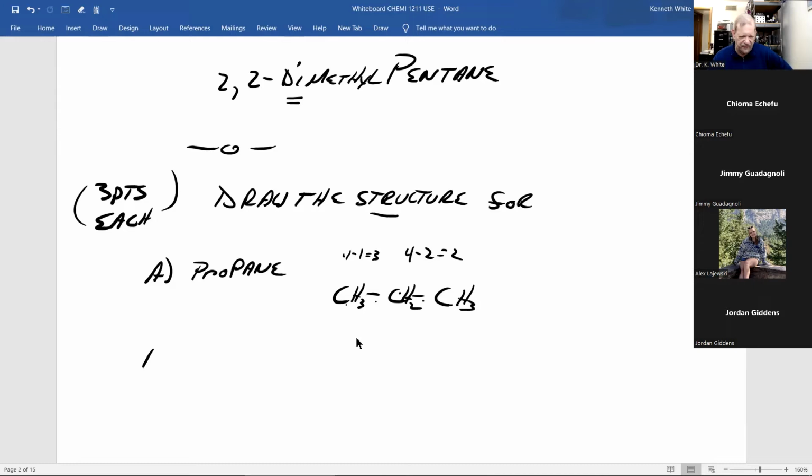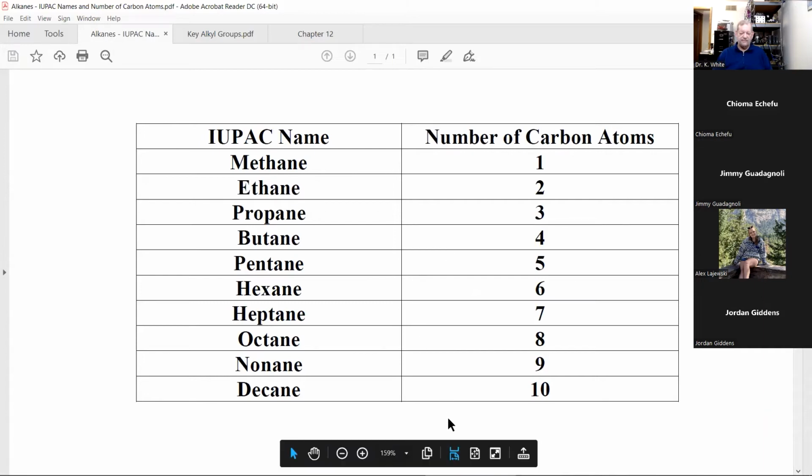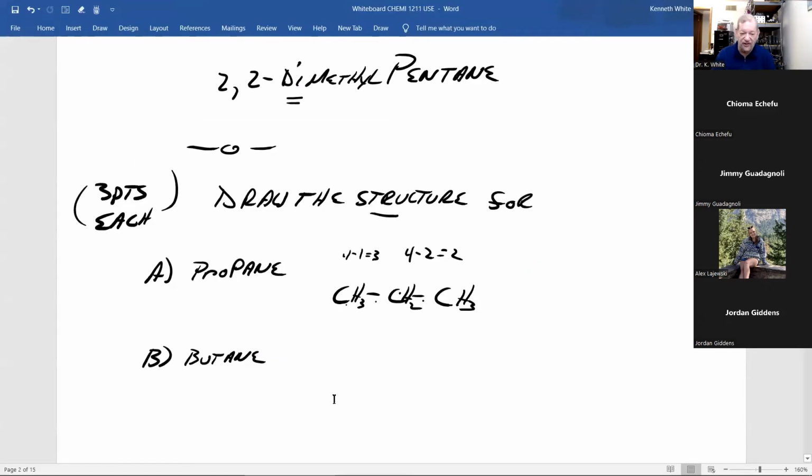Now, your turn. Draw the structure for butane. Now, I'm going to help you out. You can't do this on the test, and I'll know if people are cheating. I've got secret things in there. How many carbons are in butane? Hopefully you'll memorize this by Thursday or latest by Monday. 4 carbons. And I'll let you figure out the rest.